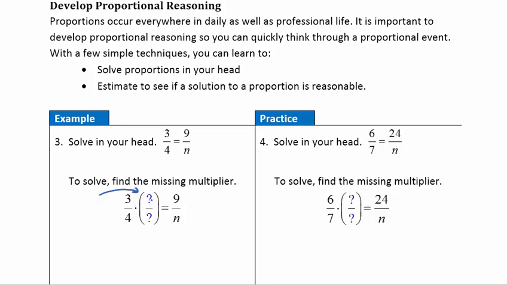So my missing multiplier here is going to be 3 over 3. And so you can quickly see then that n is going to be equal to 12. So now you get a little practice at this. You could do this in your head.